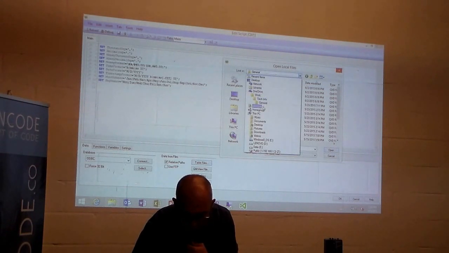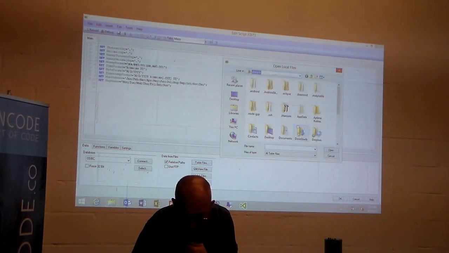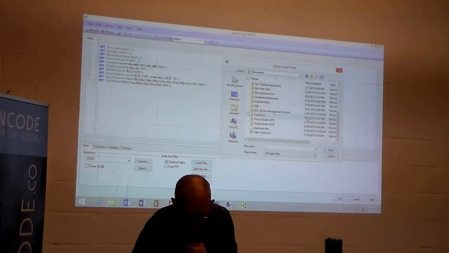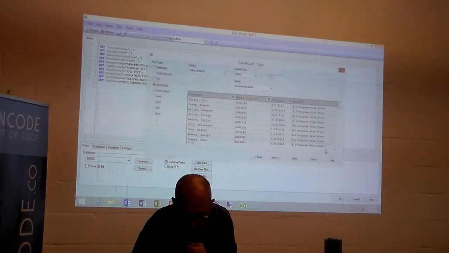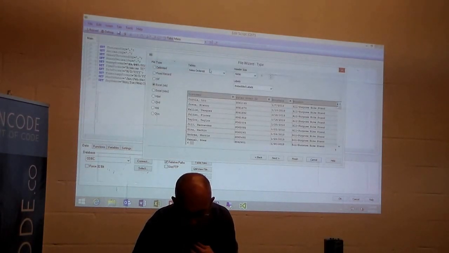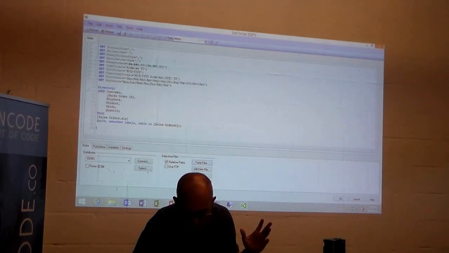So you can connect by database or by any web file, flat file, QlikView file, anywhere that you want. So I'm going to go into, I believe I put it in documents. Right. So I'm going to go down to sales. Boom. Open. It pulls up and asks, is this the table? Is this the label? Yes, yes, yes, yes. Finish. And then that's it.